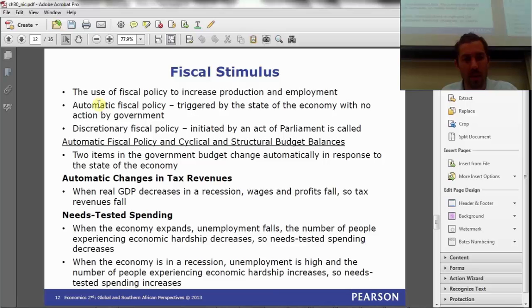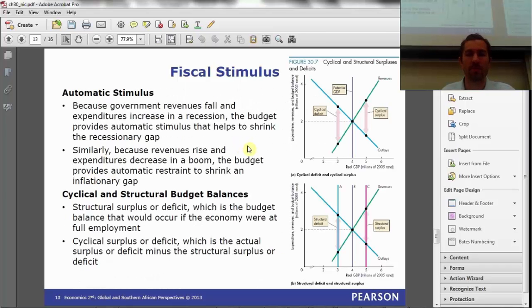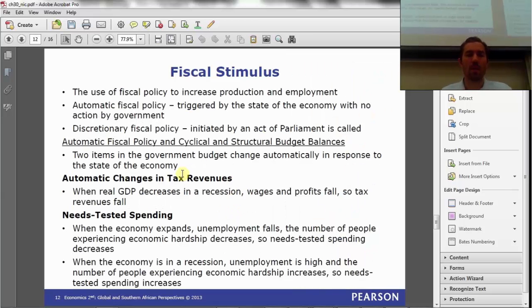So automatic fiscal policy and cyclical and structural budget balances. I'm going to explain a little bit more about what we mean by automatic versus discretionary. Automatic, we'll look at this diagram here. Our structural, the same diagram but with a slightly different emphasis on what we're talking about, okay? So there are two items in the government budget which change automatically in response to the state of the economy. There are automatic changes in tax revenues, and there may be automatic changes in spending, okay?